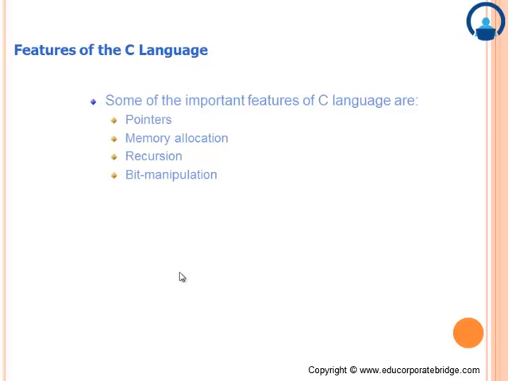Bit manipulation allows the manipulation of data in its lowest form. Let's say, for example, if I store the number 45 into memory, it is stored in the form of bits, that is zeros and ones. So we can do some manipulation with those zeros and ones. Now how are you going to do that manipulation? We have some operators for bit manipulation, so we can use those operators for manipulating the data at the lowest level.